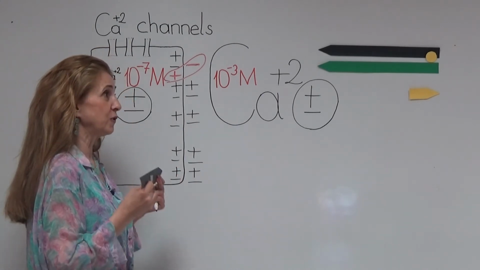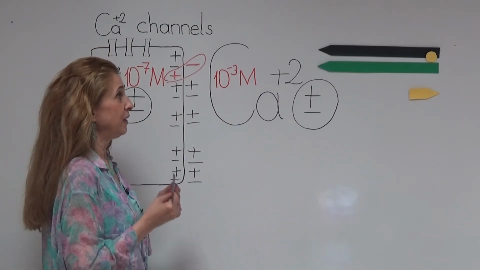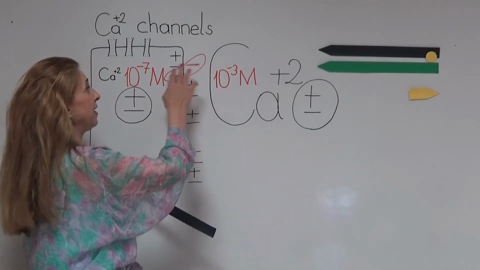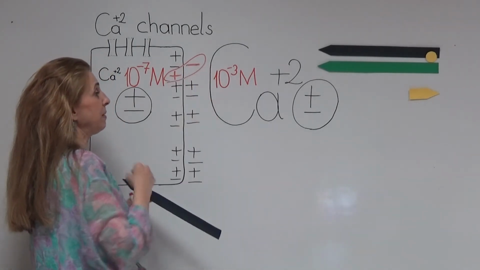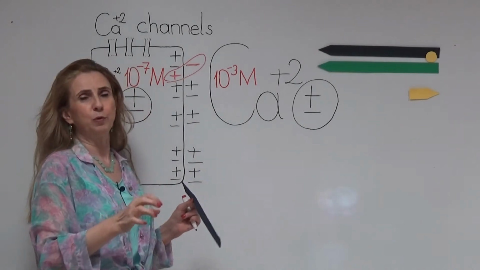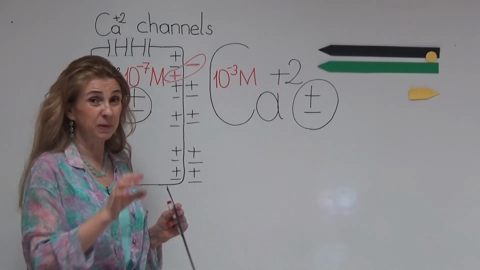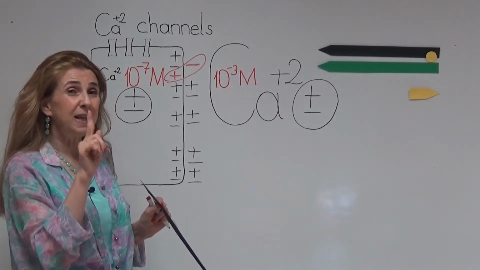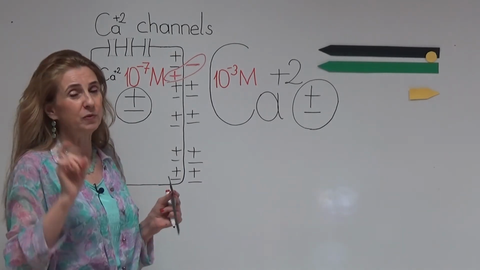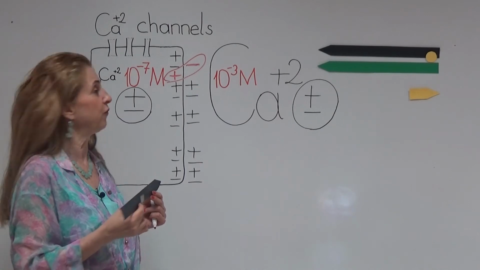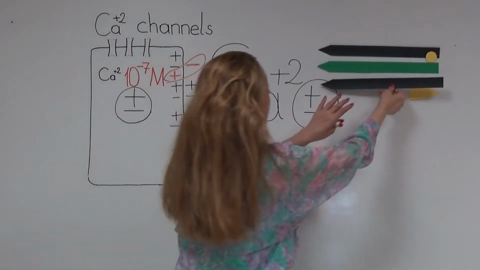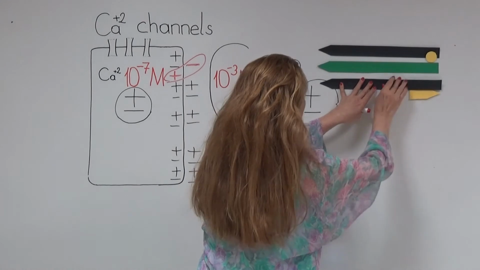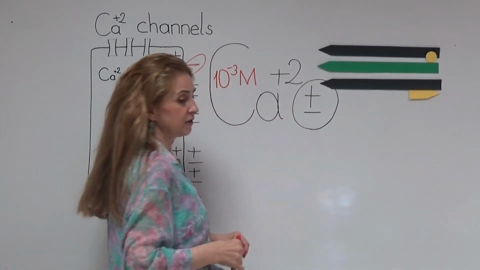For sodium, potassium, chloride and calcium, we need to know that the number of ions that move across the membrane is big enough to produce an electrical potential difference, but it's not big enough to change the concentration difference. There's a little bit of extra for calcium, which I'm going to explain at the end of this video. So, as calcium moves in, the chemical force will not change.